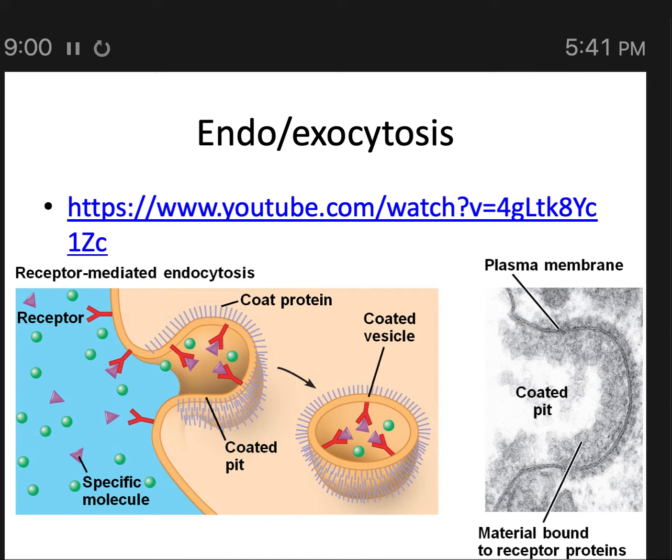In endocytosis, the cell membrane forms a pocket to trap the molecules the cell wants to ingest. The pocket then pinches off, forming a vesicle filled with the molecule. And exocytosis is the reverse process. And we'll just watch a quick video of that to make it more dynamic.